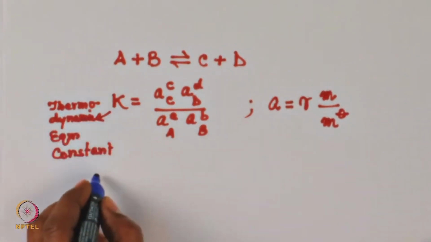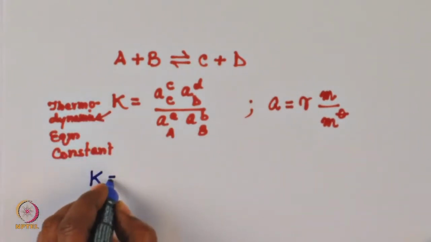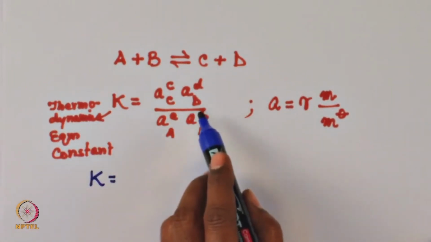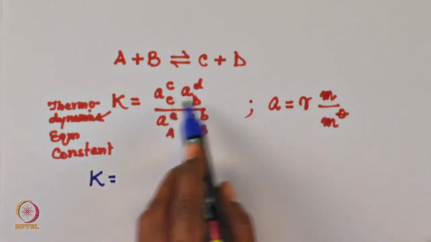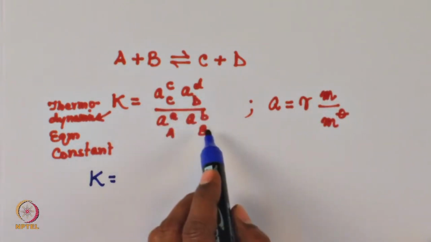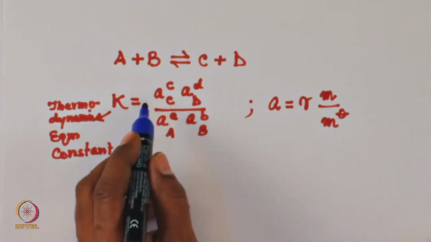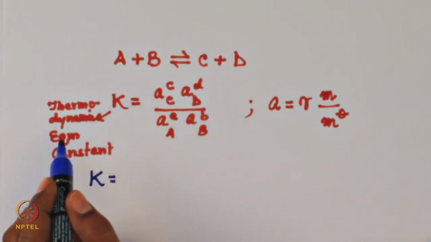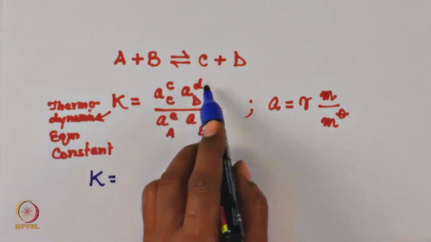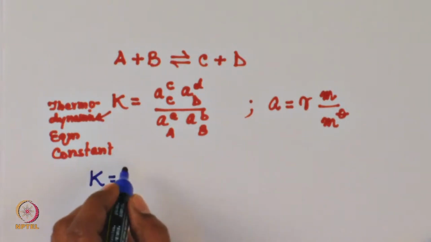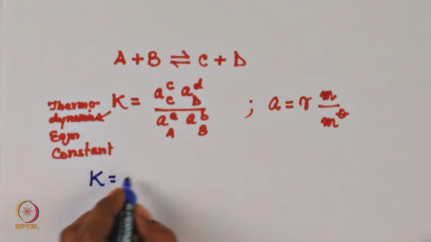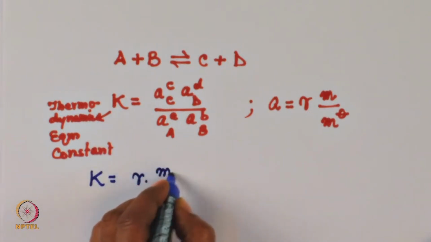Now, let us substitute over here. What I have now is K. If I put instead of activity, gamma times m by m naught, because m naught in any case here, since c, d, a, b are 1, it cancels.